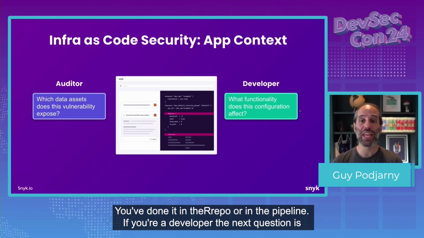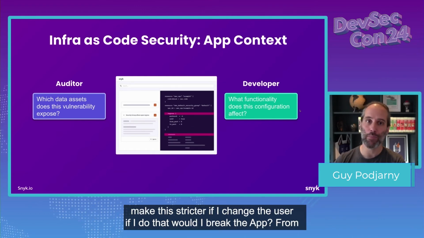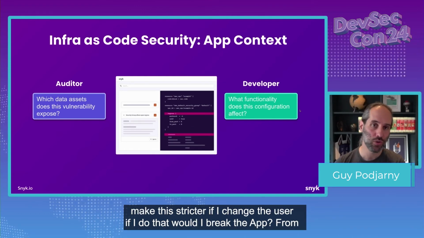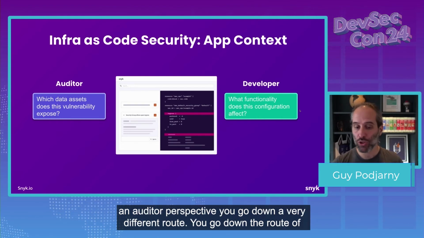If you're a developer, the next question is, where is this in my app? Which functionality does it touch? So that I would know, if I make this stricter, if I change the user, would I break the app? From an auditor perspective, you go down a very different route.